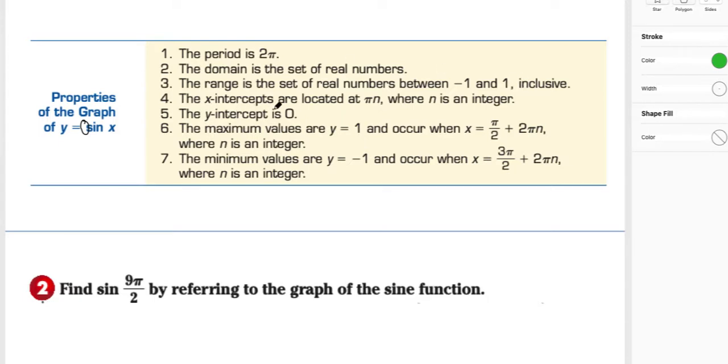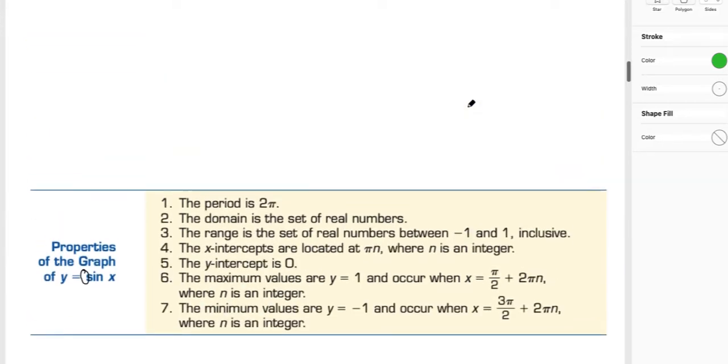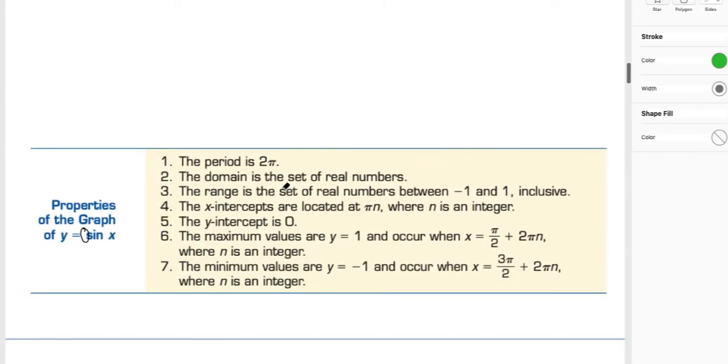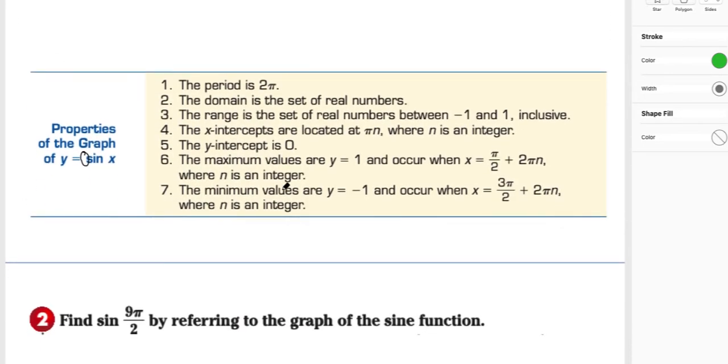The x-intercepts are located at pi times n, where n is an integer. Let's look at our graph and consider what that is. Oh, look at that. Every time we get to a multiple of pi, we are at 0, right? So these are specific qualities of the sine function. They won't be exactly the same for the cosine function. The y-intercept is 0. We discussed that.